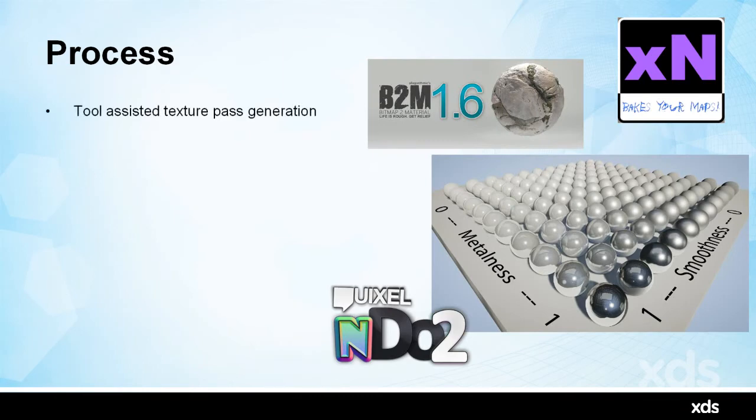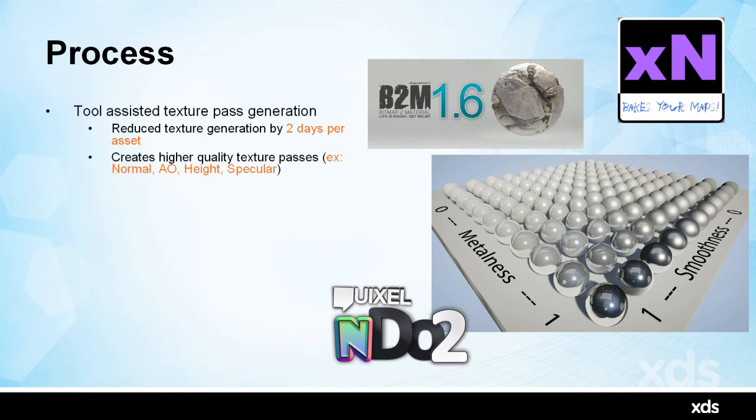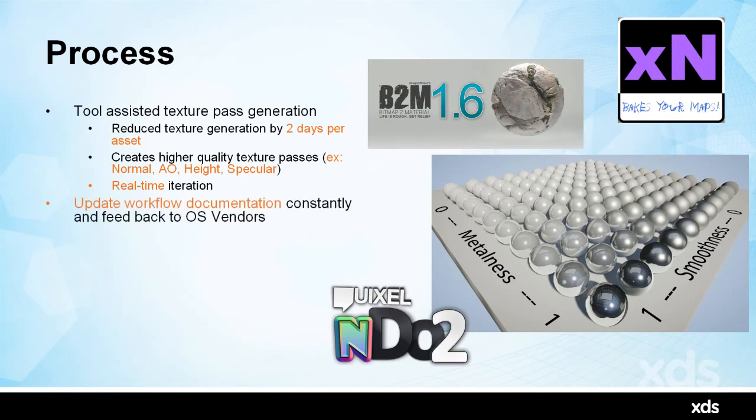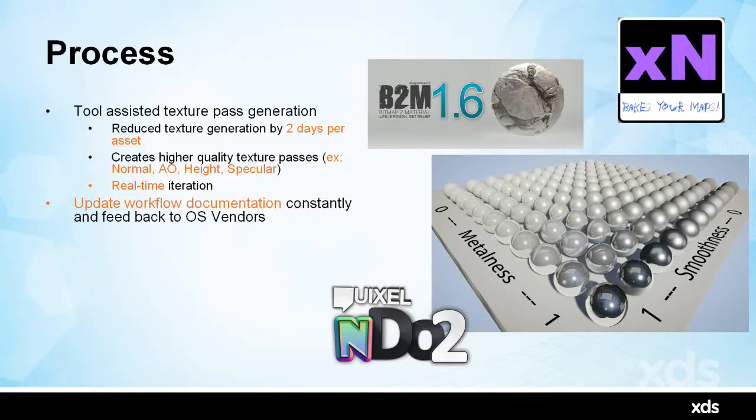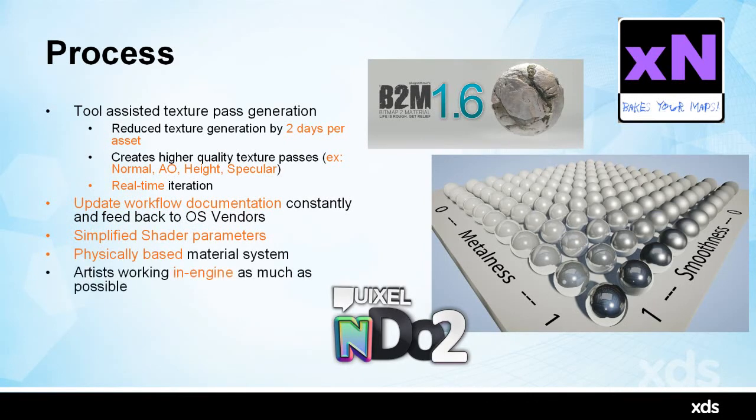We did things like tool-assisted texture pass generation, which reduced texture generation by 2 days per asset. It creates high-quality texture passes: normal, AO, height, specular, with real-time iteration. And we update our workflow documentation constantly, and of course feed it back to the outsourced vendors. You can see on the right an image of our shader system, all physically based. I think it's important to share some of this stuff because next-gen development is still a bit of a mystery, so I'm trying to show a little more of what we're doing here. We also simplified shader parameters, with a physically based system and artists working in engine, of course.